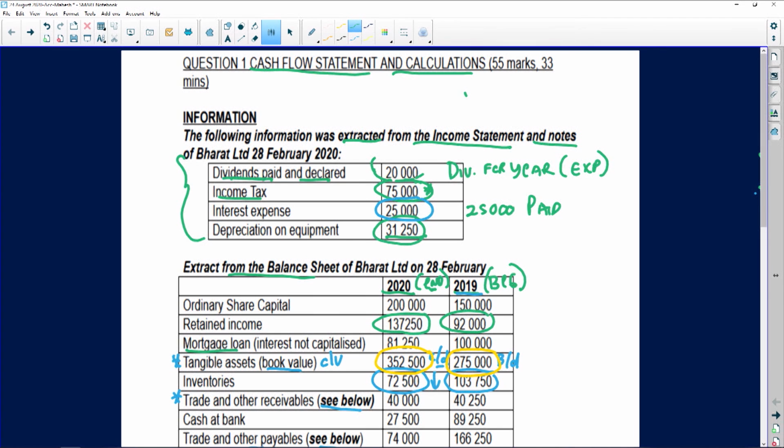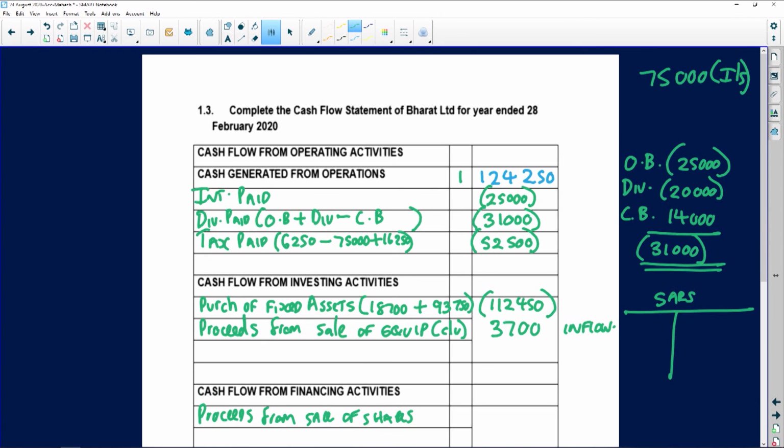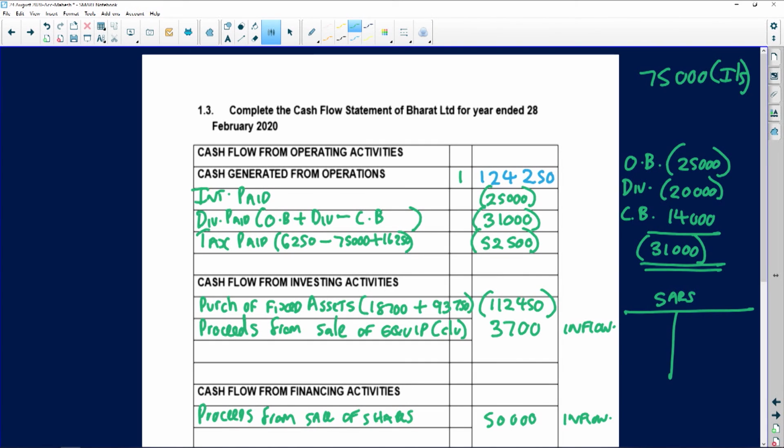So all I'm doing is I'm going to my balance sheet, ordinary share capital. So if I look at my ordinary share capital, 150,000 previous financial year, current financial year 200,000. So clearly there's been an increase in my share capital, an amount of 50,000 through the sale of shares. So let's fill that in. Okay, an amount of 50,000, and remember that amount is going to obviously go into your bank account, and it is an inflow of cash.